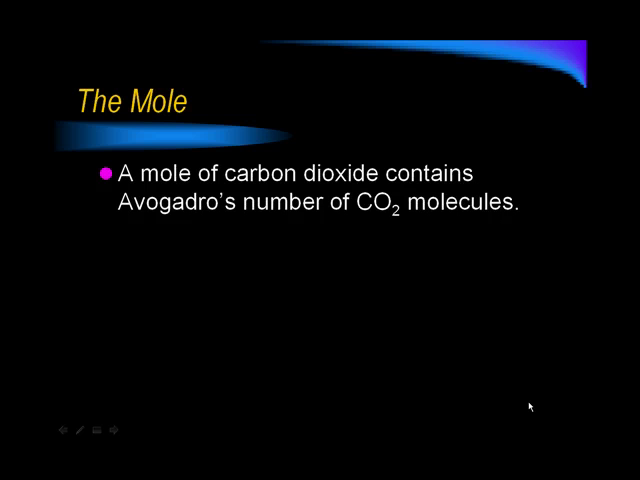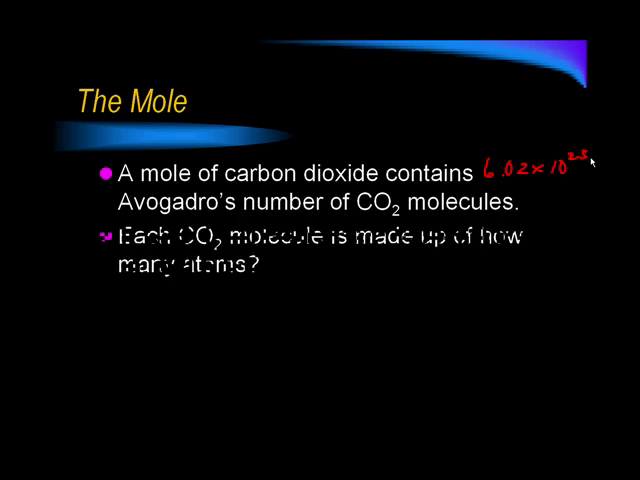Now, a mole of carbon dioxide contains Avogadro's number of CO2 molecules. So that means 6.02 times 10 to the 23rd CO2 molecules. Each CO2 molecule, though, is made up of how many atoms? Well, you have 1 carbon plus 2 oxygens. So each CO2 molecule is made up of 3 atoms.